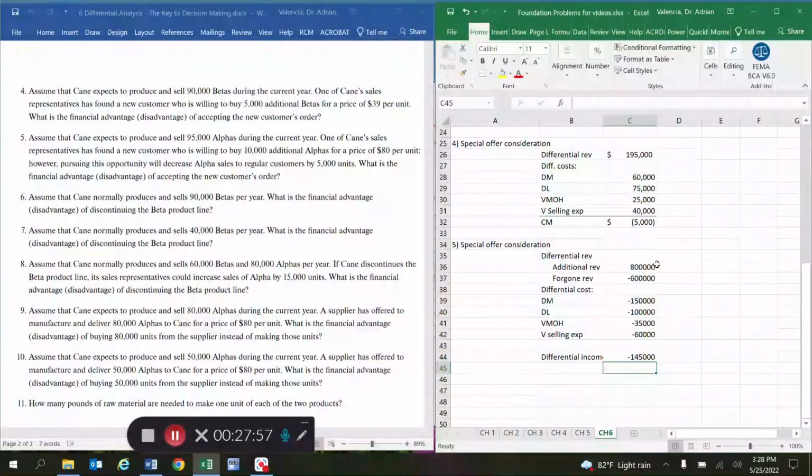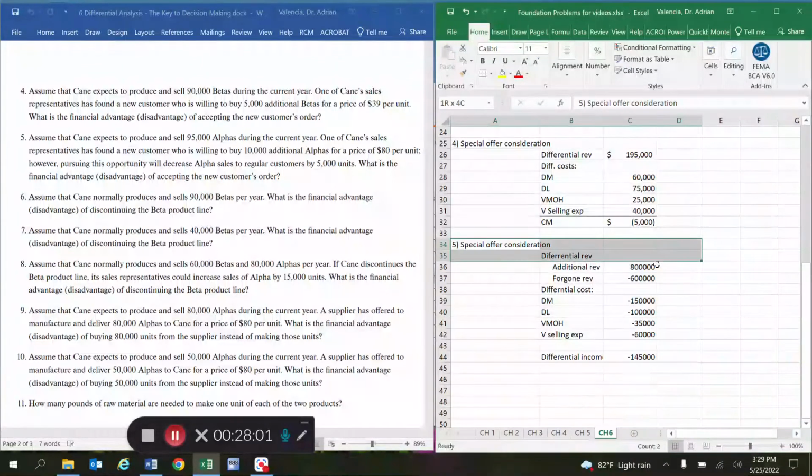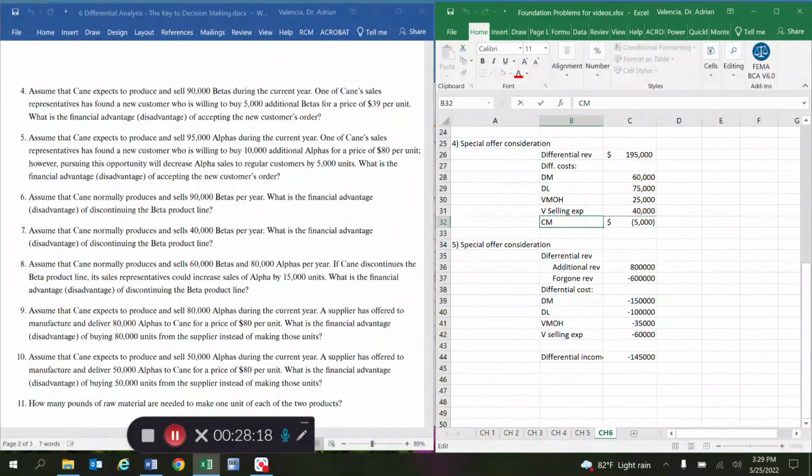So when I do my analysis here, if we take on this special consideration, this would not be beneficial to us because we would be losing out on 145,000. So the response would be, do not accept that special offer and just keep selling your 95,000 for the regular price. Now in this particular case, it ended up being the contribution margin because we did the differential revenue for a specific amount of units, and then we did all the variable costs for that same amount of units.